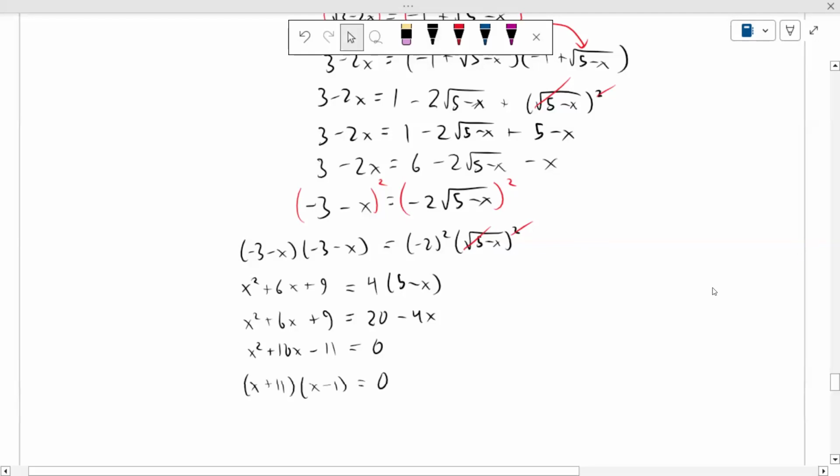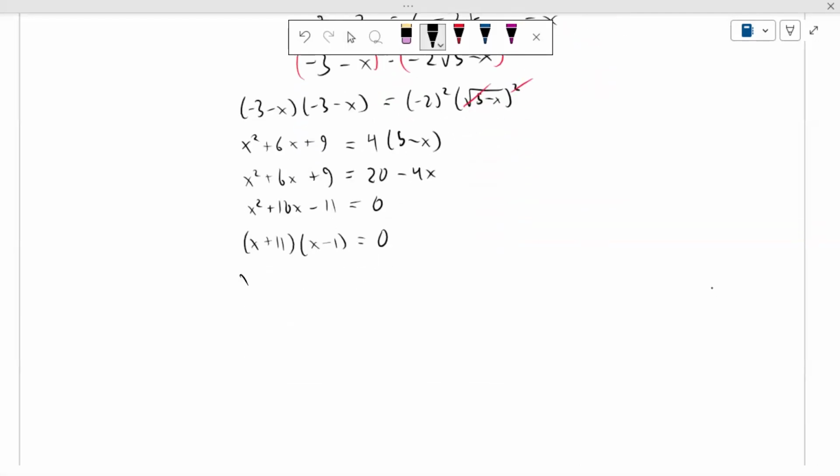Okay. So we get two solutions then. We get x equals 1 and x equals -11. Those are our two solutions, right? Not quite done yet, but are there any questions so far?